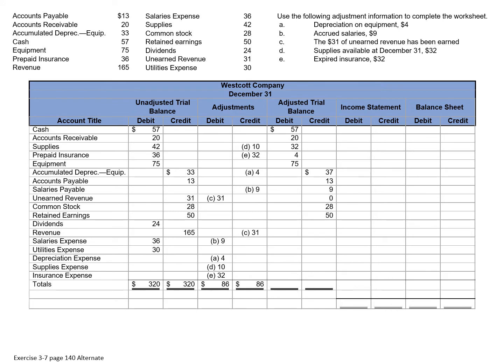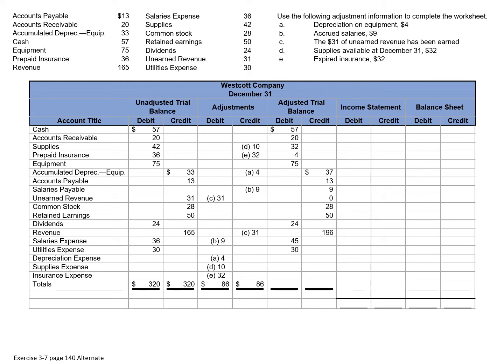Common stock did not change. Retained earnings did not change. Dividends did not change. Revenue did. We started with credits of 165. We recorded credits of 31, so now we have credits of 196. Salaries, we started with debits of 36. We recorded debits of 9, so we have debits of 45.